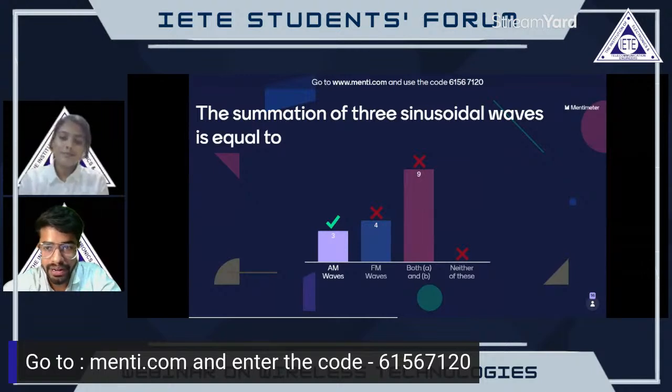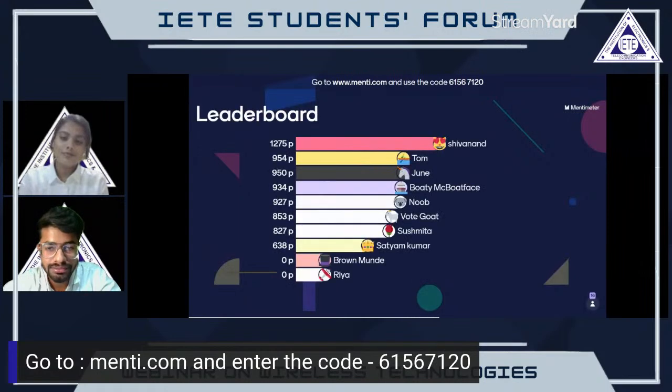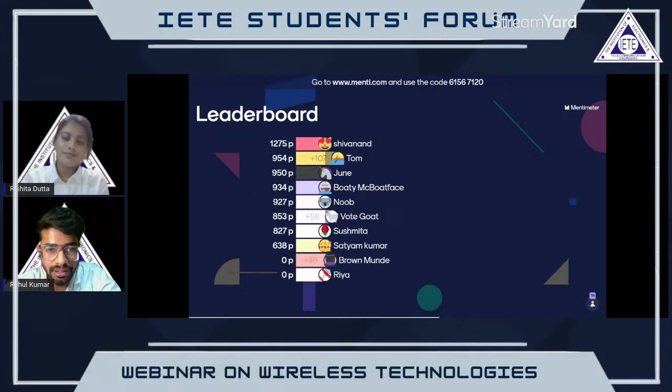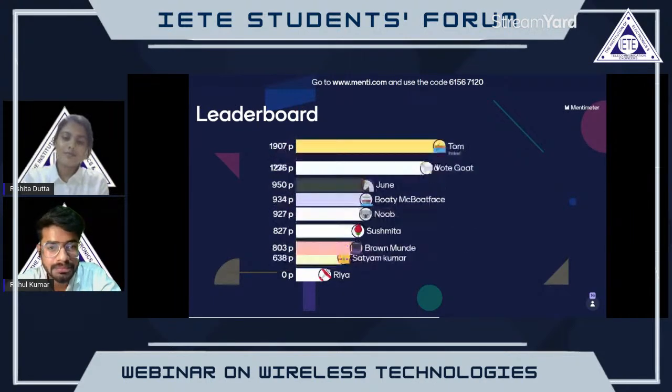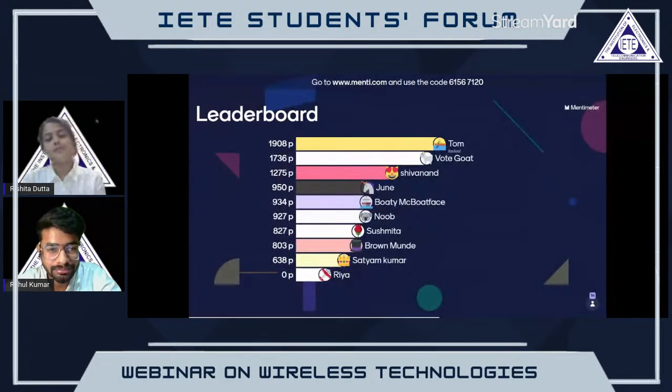Okay, let's look at the leaderboard now. It seems quite shuffled, as only three of you got it right this time. Okay, we have Tom at the top position with 1908 points, followed by Vote Goat. Vote Goat is new here, I think, followed by Shivanand, and then June and the rest. Congratulations, Tom.